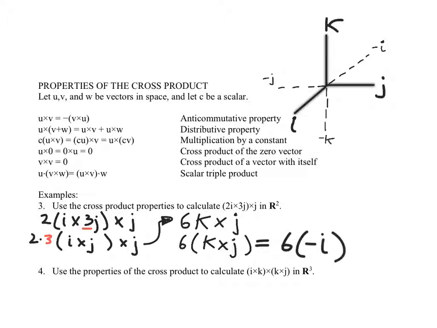Oh, it's K cross J. Yeah, I probably misspoke, but it's still going to give you I. J cross K will give you an I, but since we want K cross J, we want the opposite of that. All right, so the result here would be negative I.